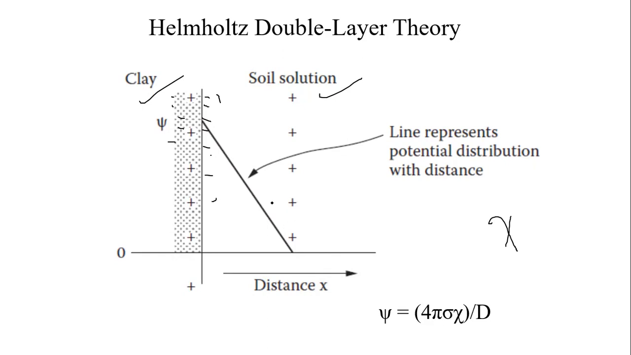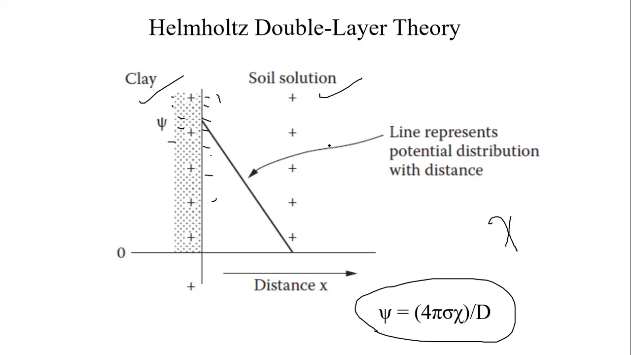This is a very simple theorem, explained by this equation. This can be calculated mathematically. The theorem is explained by this equation, where xi is nothing but the distance, and the potential is 4 pi sigma xi by d, where d is the dielectric constant of the soil solution.